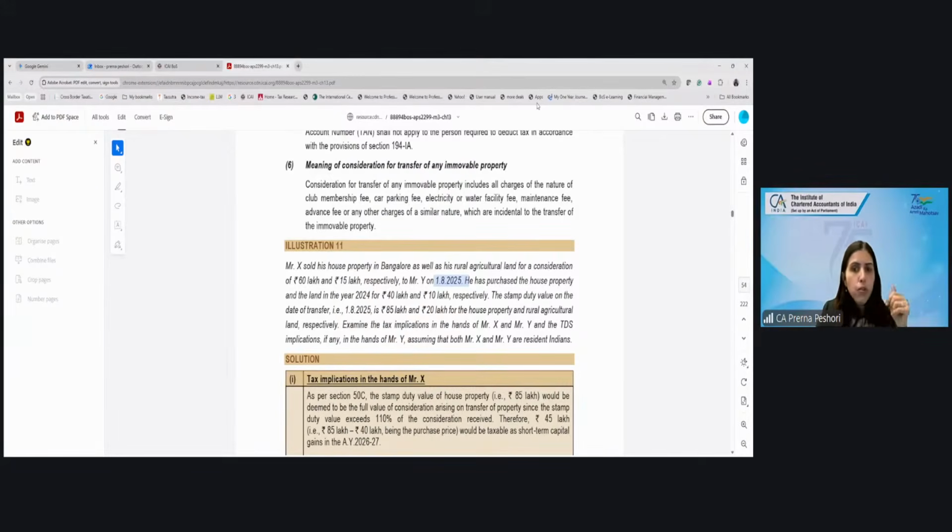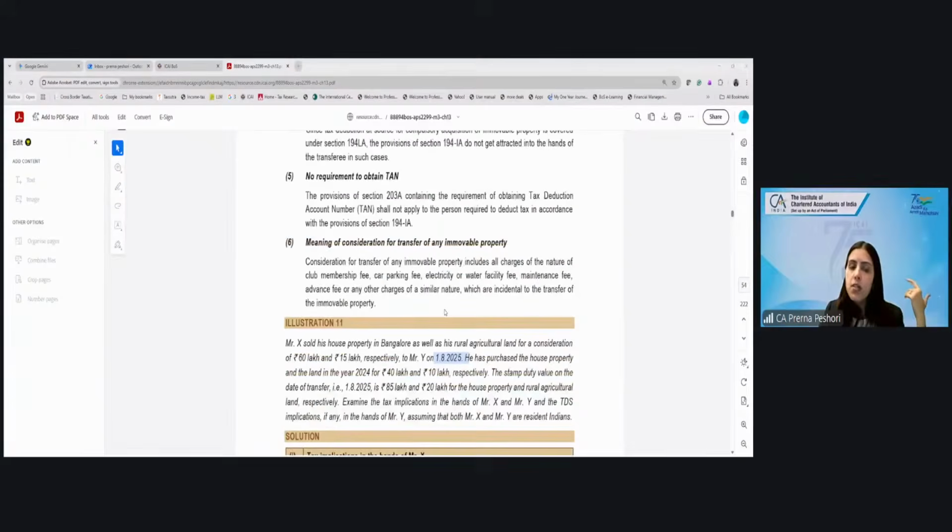First, we talk about the rural agricultural land. Whether 56(2)(x) will be attracted on the rural agricultural land? Answer is no. Since the term property received for inadequate consideration includes only capital asset. Rural agricultural land is not a capital asset. So 56(2)(x) is also not applicable. Right? Now, whether he has received the house also for inadequate consideration?